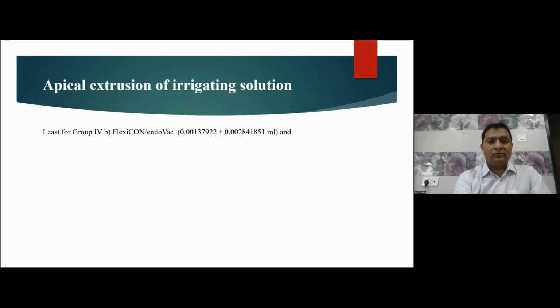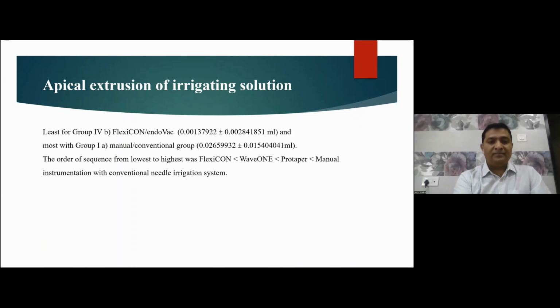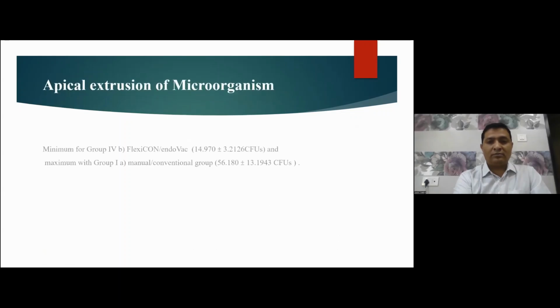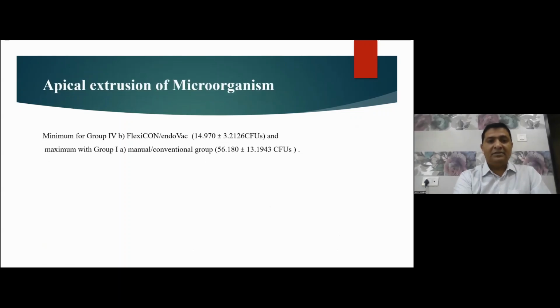Apical extrusion of irrigating solutions is least for group 4B and most for group 1A. The order of sequence is the same. EndoVac irrigation shows less than conventional needle irrigation. Likewise, apical extrusion of microorganisms is minimum for group 4B and maximum with group 1A.